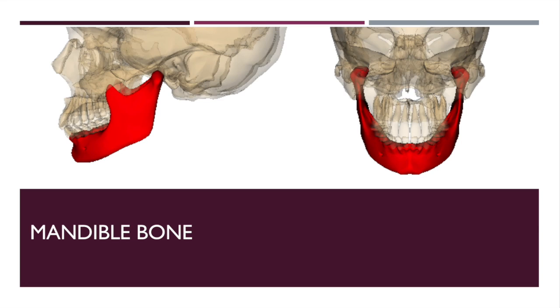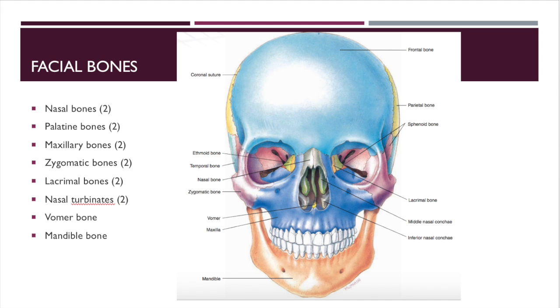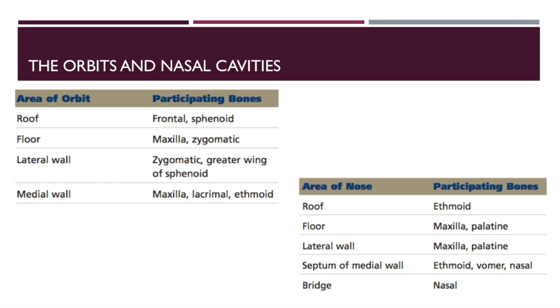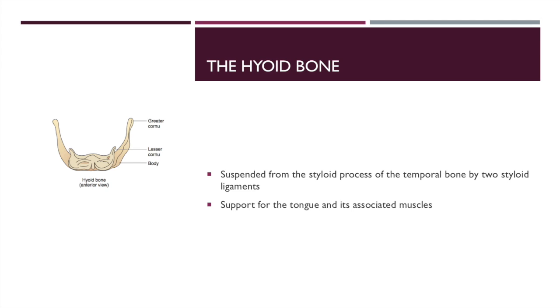On each side of the body are the rami that extend perpendicularly upward. Each ramus has a condyle for articulation with the mandibular fossa of the temporal bone, thus allowing for the wide range of movement of the lower jawbone. The following tables showcase the different bones found in the orbits and nasal cavities, ones already discussed. And lastly, for the cranial bones, there is a single hyoid bone that has no articulations with other bones.